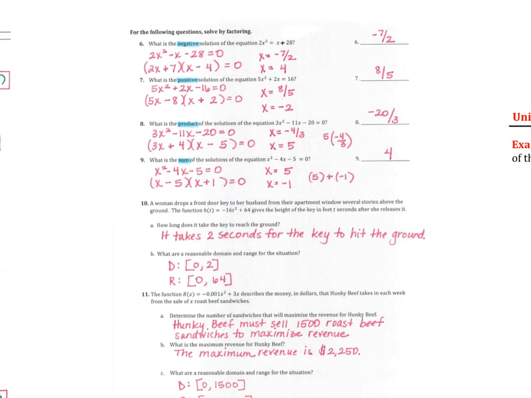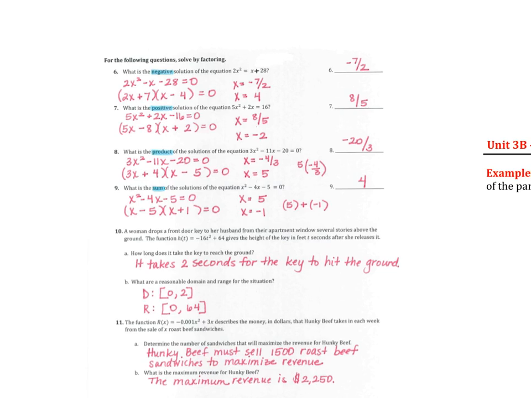Another thing that I want to point out, especially on problems 6, 7, 8, and 9 here, is make sure you're paying attention to which solution it's asking for. So with all four of these, essentially all you're doing is just setting it equal to 0, right? Set it equal to 0, factor it, and then solve each factor for x. That's really it. But you're not going to just spit out both answers. You have to pay attention to what the question is asking you for.